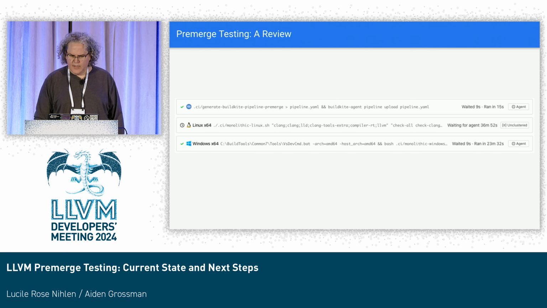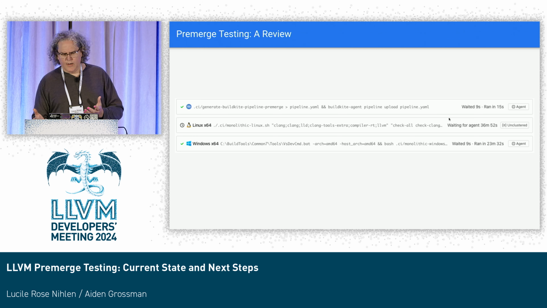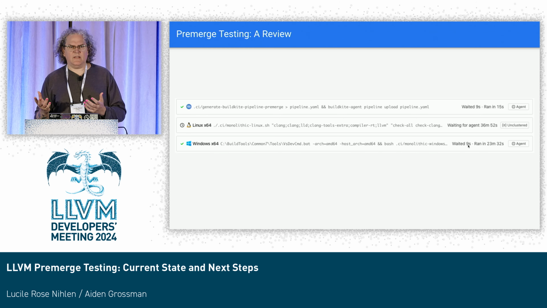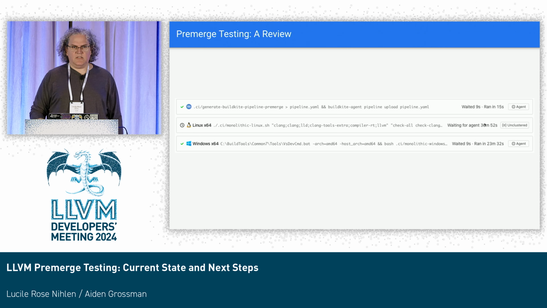Runs quickly, obviously. And then we have a situation here where it determined that in this case it needed to test on both Linux and Windows, and it needed to test pretty much everything: Clang, LLD, Clang tools extra, compiler-rt, LLVM, check-all, check-clang, etc. So this is a pretty big build job that we've ordered here. And you'll see that it waited for 9 seconds, meaning it basically didn't wait at all, and then it ran in 23 minutes on the Windows machine. And it's still waiting after 36 minutes for a Linux machine.